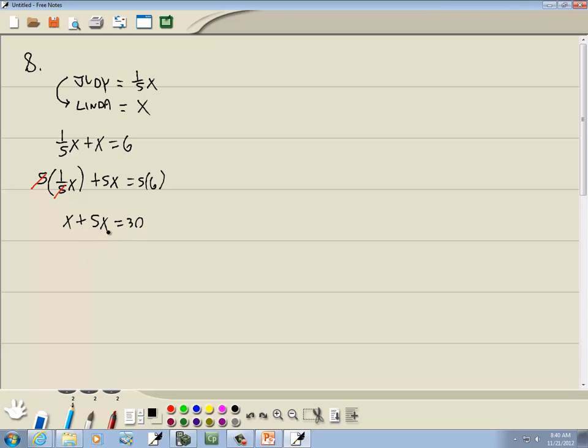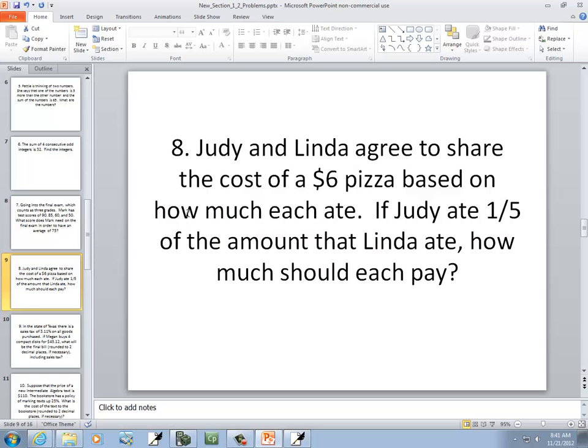Now you notice it's real easy to combine like terms. So if you've got fractions, get rid of the fractions first, then combine like terms. x plus 5x is 6x equals 30. Divide both sides by 6. And we get x is equal to 5. Now x is Linda, so this would be 5, and if it adds up to $6 total, this would be 1. How much should each pay? Yeah, they're asking for both of those.